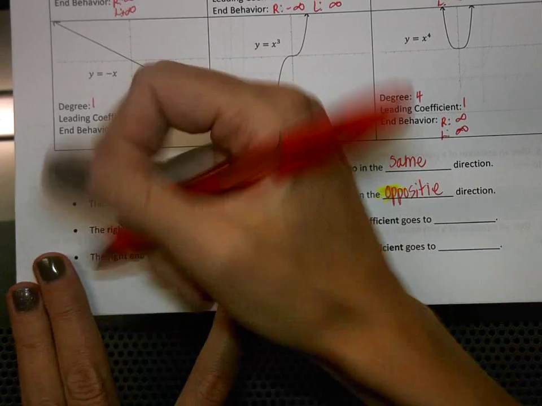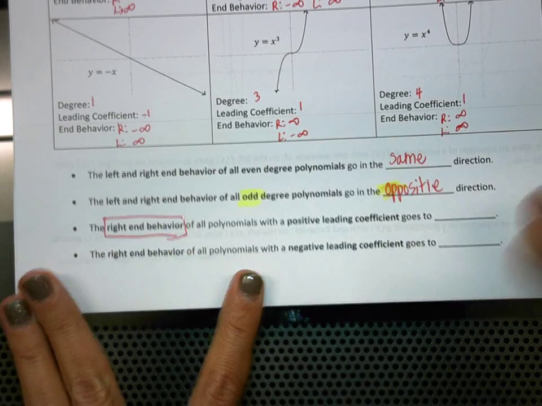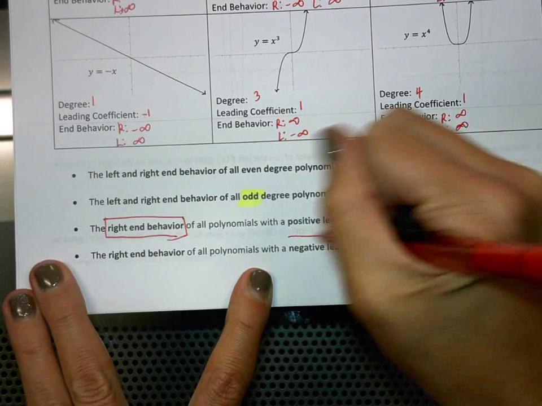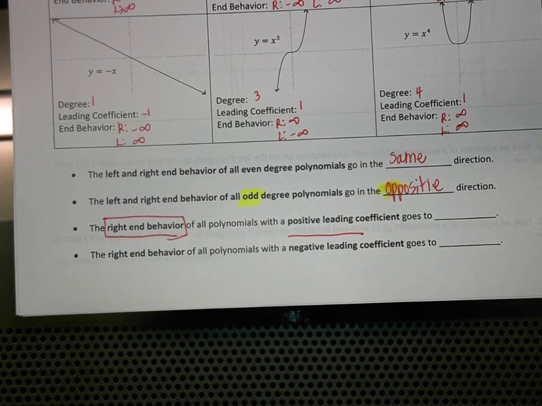Okay, so the right end behavior. So I told you we're going to look at the right end behavior more often. The right end behavior has a positive leading coefficient. What do you notice? So you're going to look at the leading coefficient and the right end behavior. What do you notice? What do you notice, Josh?